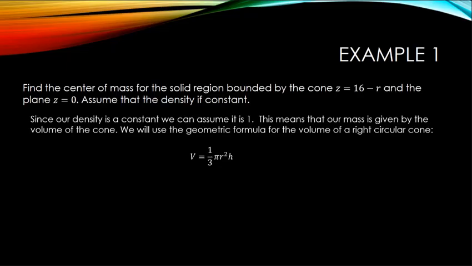In this case, my radius is 16 and my height is also 16. My volume with a constant density will give me my mass, which will be equal to 1/3 pi times 16 squared times 16. This is equal to 4096 pi over 3. This is my total mass.